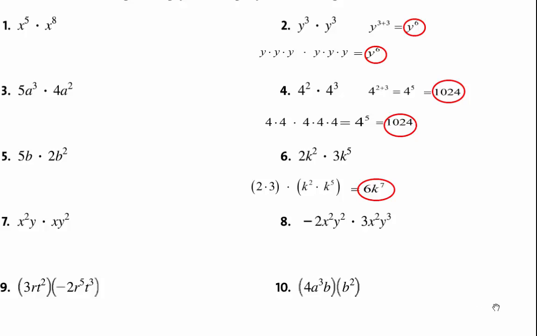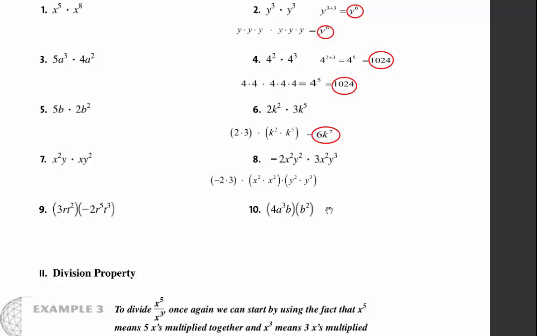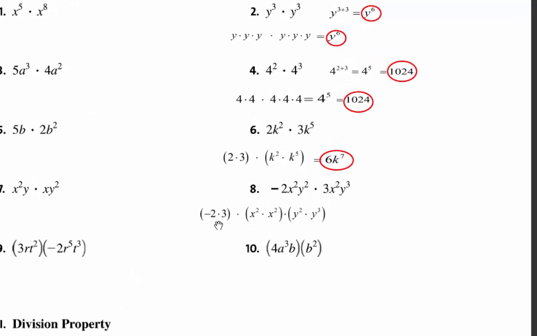Let's try number 8. So again, I tried to group everything together. The negative 2 and the 3 I grouped together. The x squared and the other x squared I grouped together. The y squared and the y cubed I grouped together. And when we simplify this, here's my final answer, right? The negative 2 times 3 is negative 6. X squared times x squared is x to the 4th. And y squared times y cubed is y to the 5th.